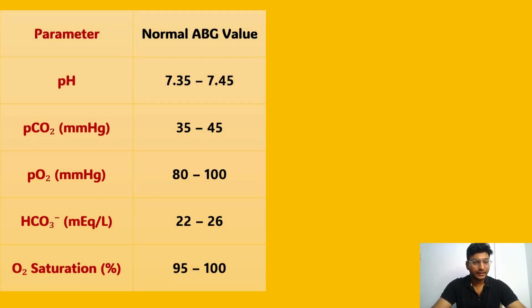So these are the normal values. I'm pretty sure that all of you know the normal ABG values. The pH is 7.35 to 7.45, PCO2 is 35 to 45, and PO2 in room air is 80 to 100, and bicarbonate is 20 to 26, and saturation in room air is 95 to 100.